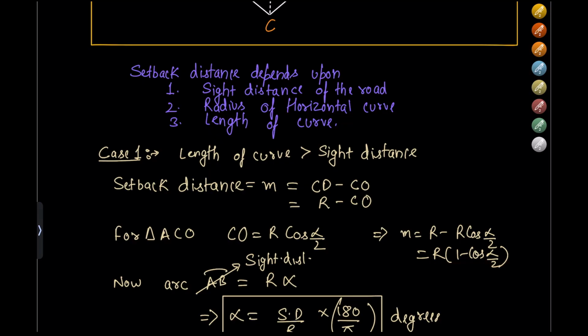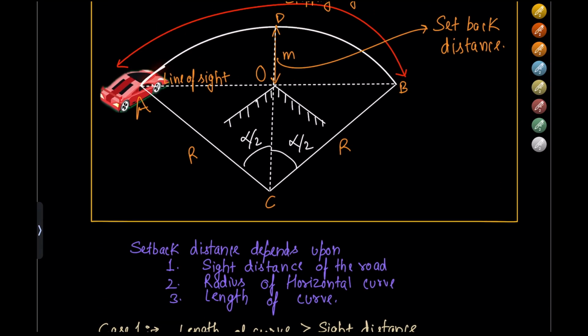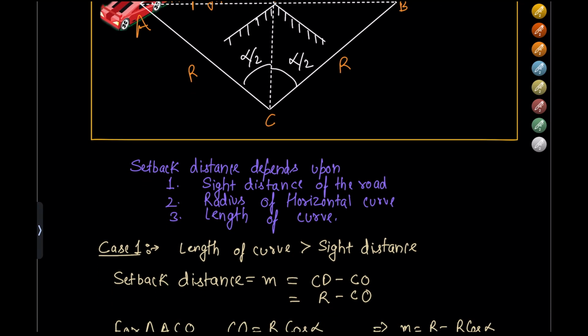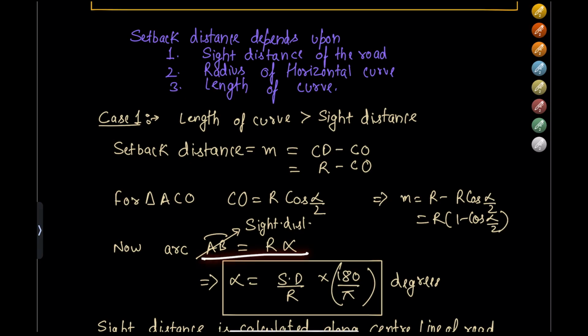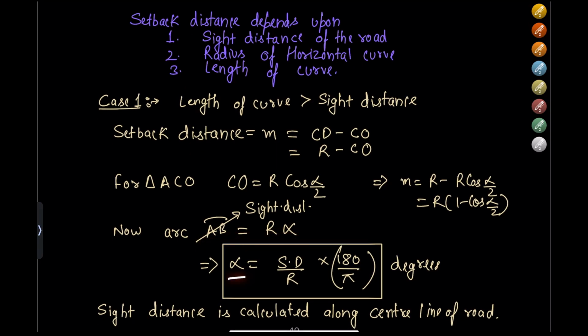Now for the arc AB, since this is an arc, the length of the arc can be given as R into alpha in radians. So that is what we have written here: AB is equal to R into alpha. Alpha is in radians, so we have multiplied by 180 by pi. So alpha can be calculated from the two values, that is sight distance and R. Since we will not be knowing the value of alpha, sight distance is available with us and the radius of curve we have already designed. Alpha can be calculated easily.